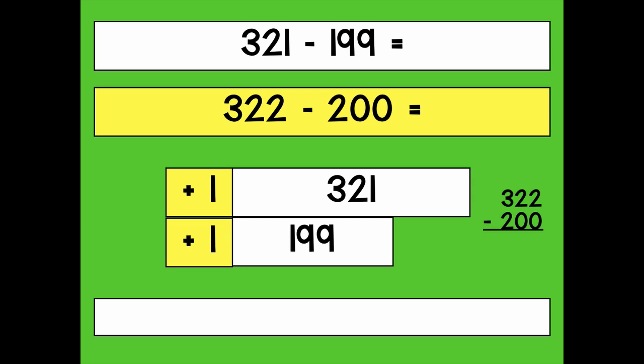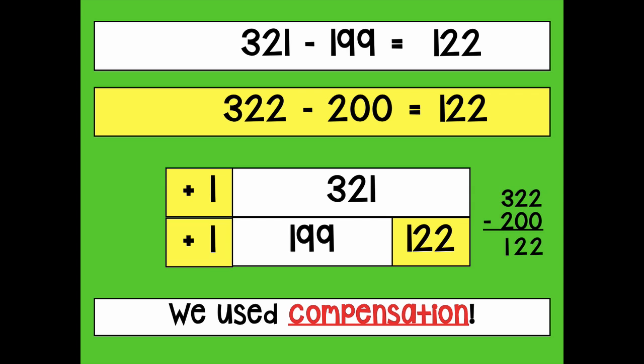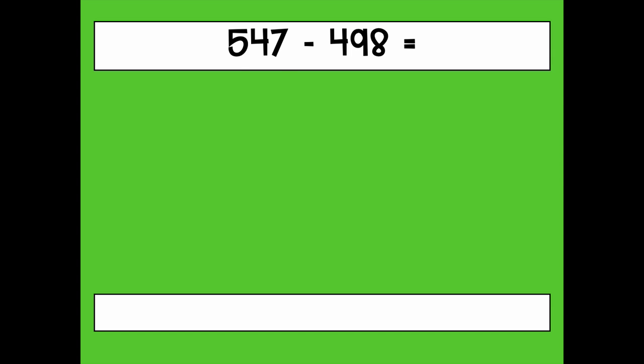So I have 2 minus 0 is 2. In the tens place, again, 2 minus 0 is 2. And in the ones place, 3 minus 2 is 1. So the difference is 122 for both problems because we used compensation. We made both of them equal to each other. All right, let's look at another one.